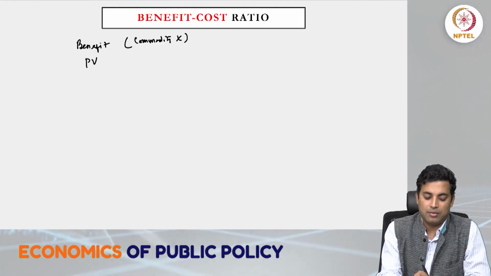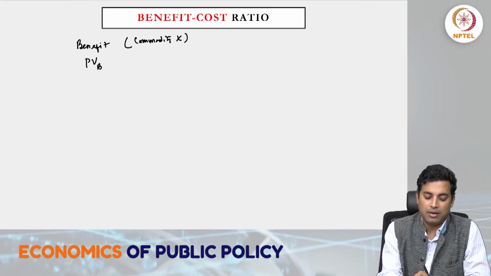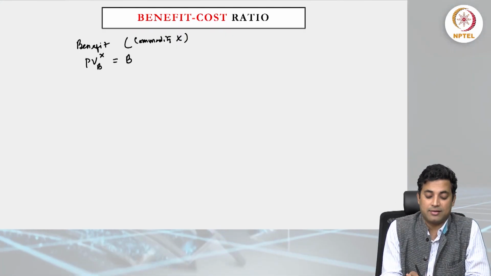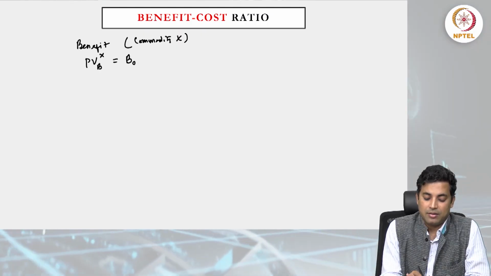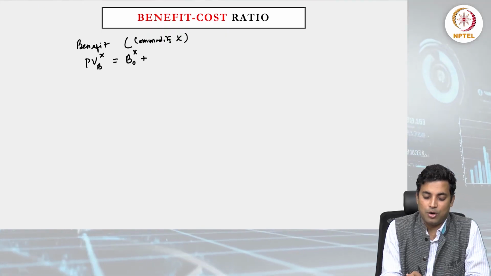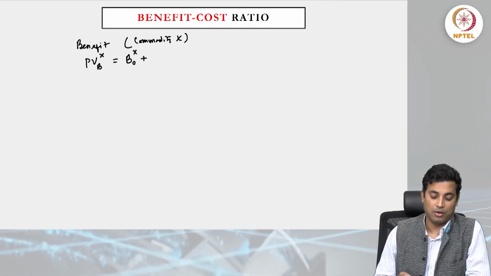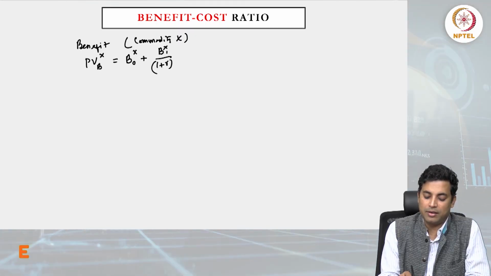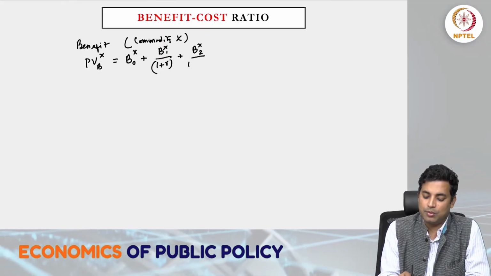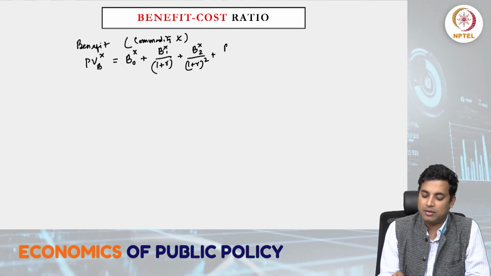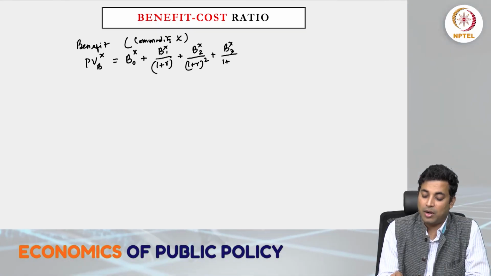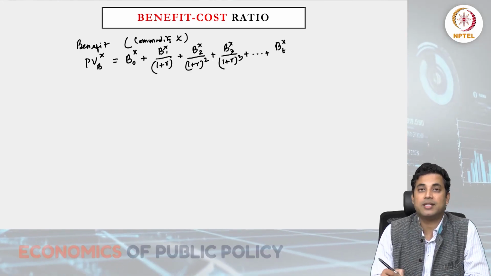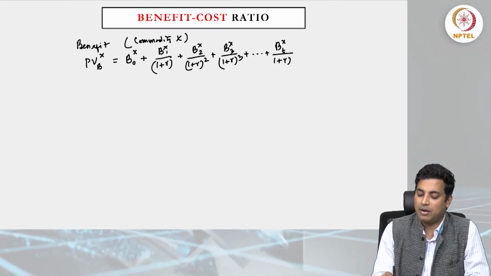So B for X, this will be the benefit. First let us understand the benefit. Here B naught is the time zero and X is the commodity, and then BX1 divided by 1 plus R, plus BX2 divided by 1 plus R square, plus BX3 divided by 1 plus R to the power 3, plus and so on up to BXt, the t period, divided by 1 plus R to the power t.